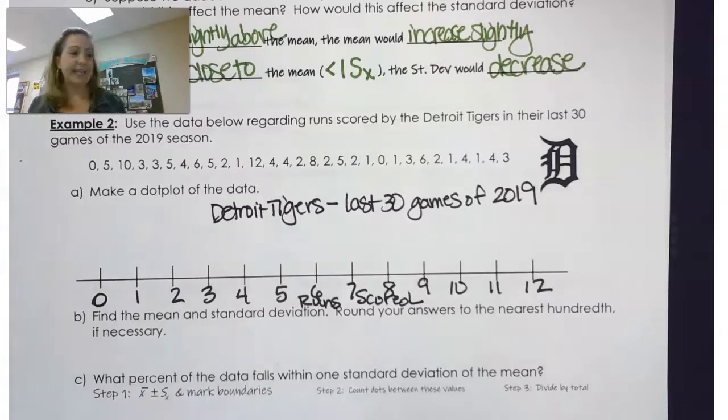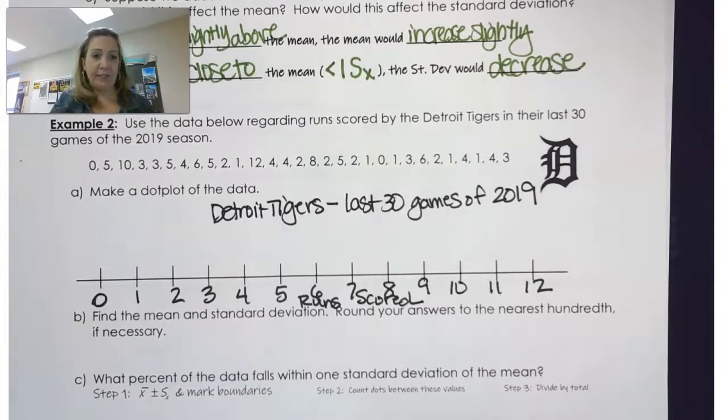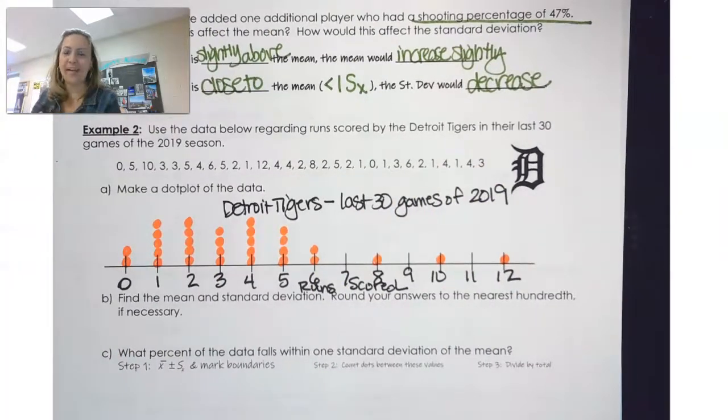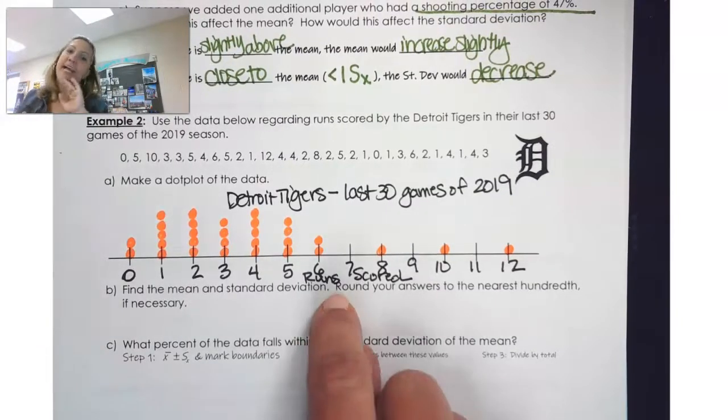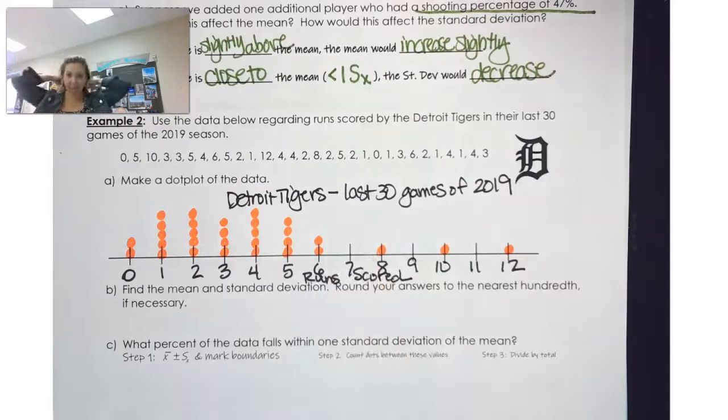So let's just take a second and put a dot for all of those values. I'm going to pause. You guys can pause the video and do that on your own real quick, okay? Okay, so here's what mine looks like. That's what my dot plot should look like. And again, notice that as we did before, we labeled the axis and we gave it a title.